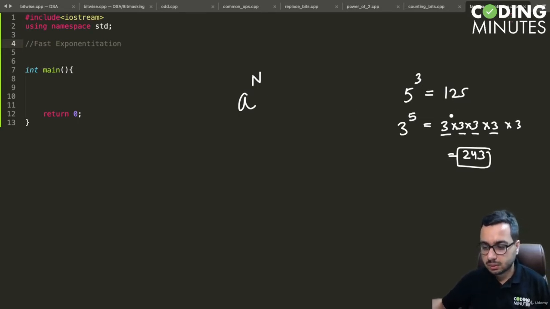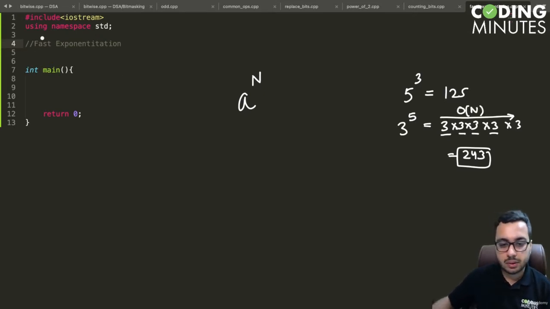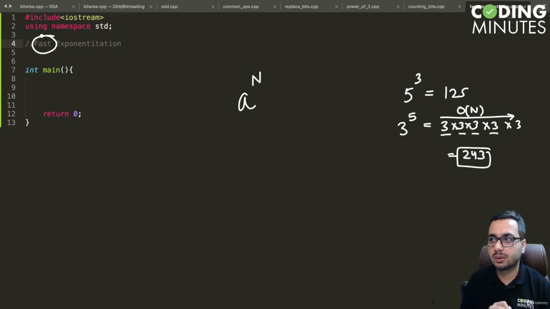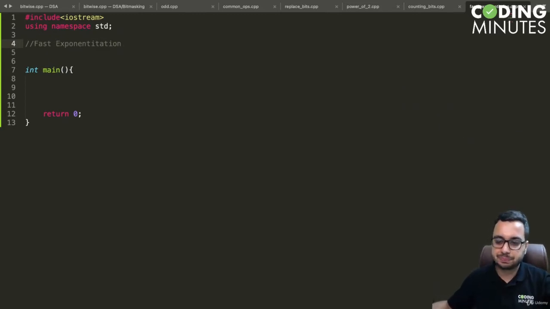And if you simply do this multiplication n number of times, it will easily take order of n time, but we are going to do it in a better manner. We are going to do it in log of n time, and I will teach you how you can do it. Okay, so let's say we have some number a, let's say 3, and we have n, let's say 5, and we want to compute a raised to the power n.